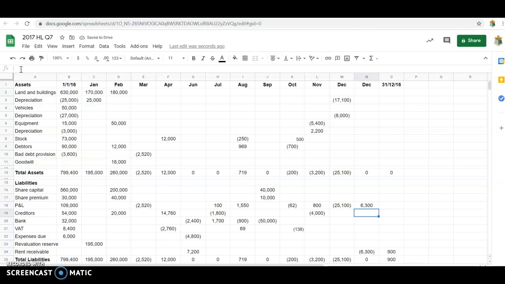Okay, so that's the entry to take this year's rent received out of the rent receivable liability, leaving what is actually receivable, what is in respect of next year, at the end of the year, the 900 euro, and moving what was 6,300 onto the profit and loss account.